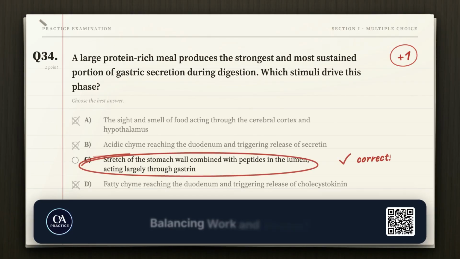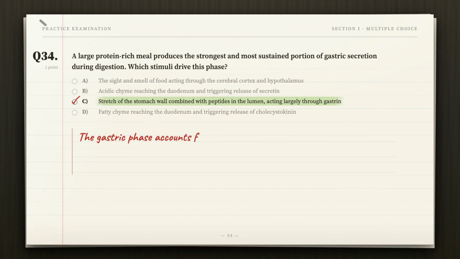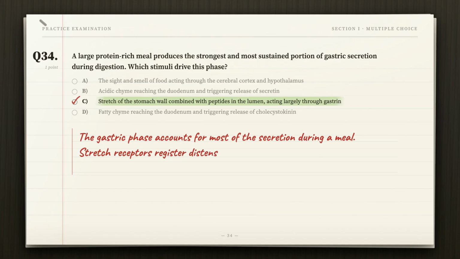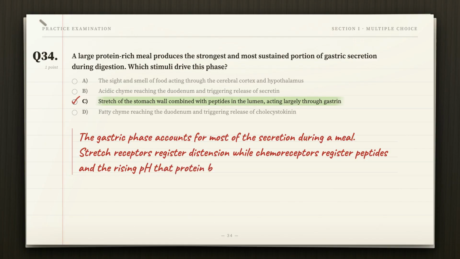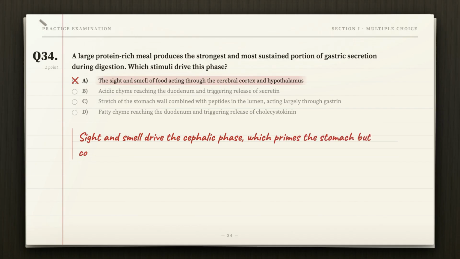The correct answer is C. Stretch of the stomach wall combined with peptides in the lumen, acting largely through gastrin. C is correct because the gastric phase accounts for most of the secretion during a meal. Stretch receptors register distension, while chemoreceptors register peptides and the rising pH that protein buffering causes. And both stimuli drive G cells to release gastrin, which then amplifies acid and pepsinogen output in a positive feedback loop. A is wrong because sight and smell drive the cephalic phase, which primes the stomach but contributes only a modest fraction of total secretion.